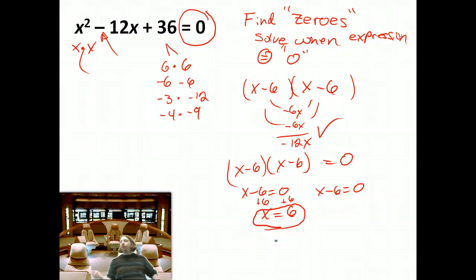Now that will happen from time to time. You can get a quadratic with only one answer. Because in a lot of ways there really are 2 answers here. They're just both 6. And that will happen from time to time.